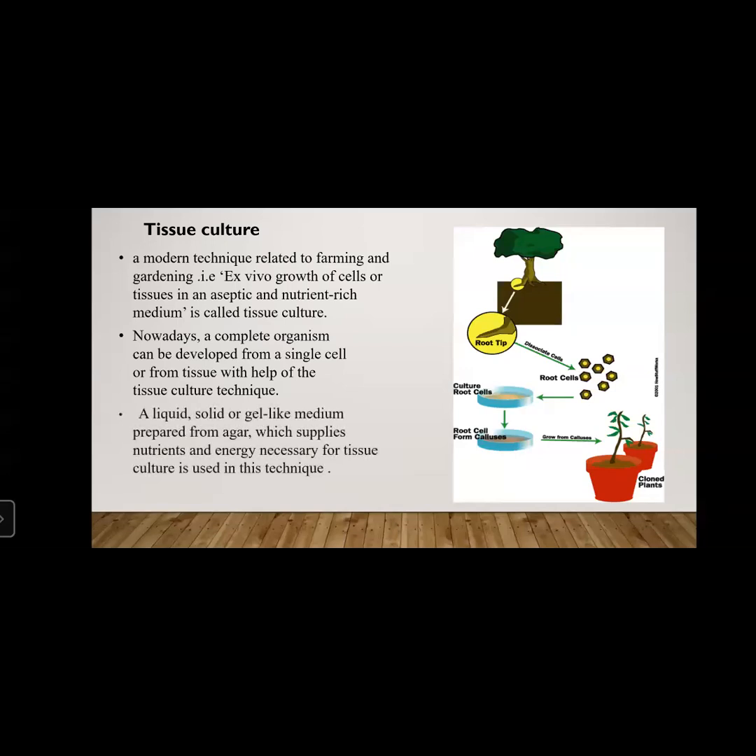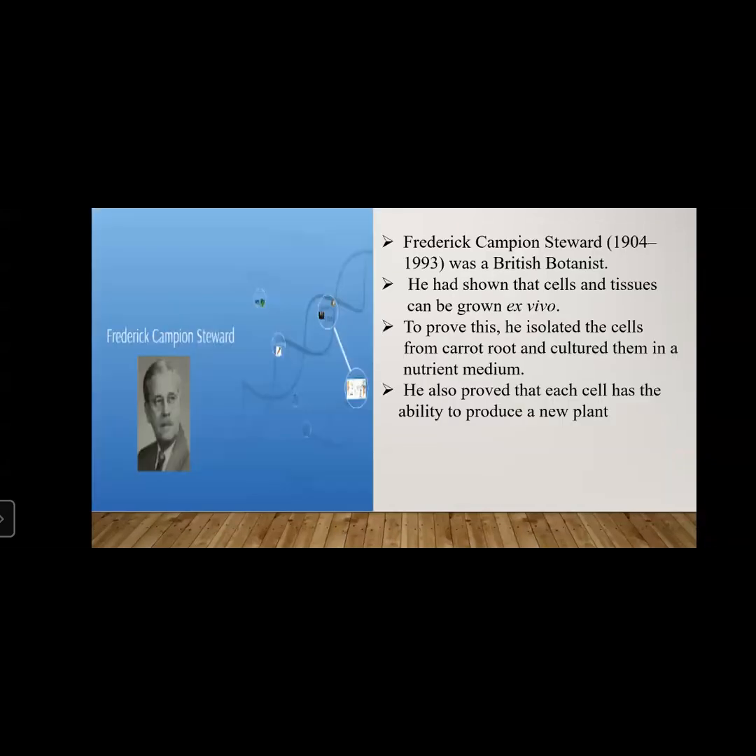For this, different types of nutrient media are used, which may be liquid, solid, or gel-like, which is usually prepared with the help of agar. This agar is obtained from the algae from the oceans, and it is used as a nutrient medium.